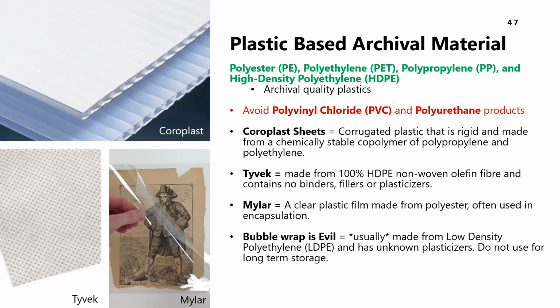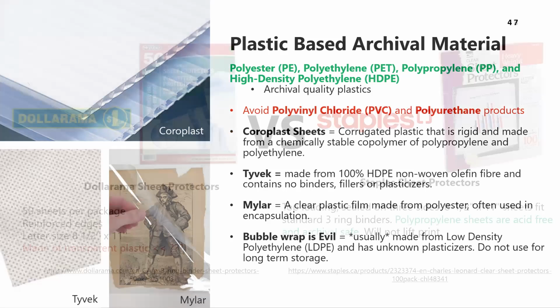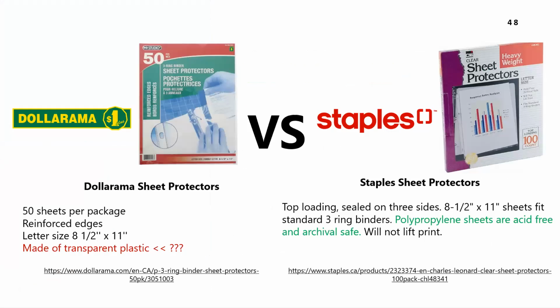Here's another versus. So we have the Dollarama sheet protectors versus the Staples sheet protectors. Dollarama says it's made of transparent plastic. Okay, not even what type of plastic? Thanks, Dollarama, very helpful. But the Staples sheet protectors does describe it as a polypropylene sheet, which are acid-free and archival safe. Sweet, thanks, Staples. That's actually very helpful.